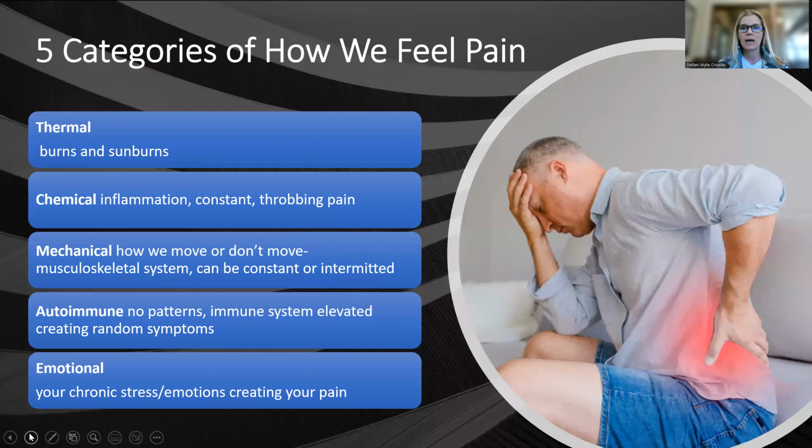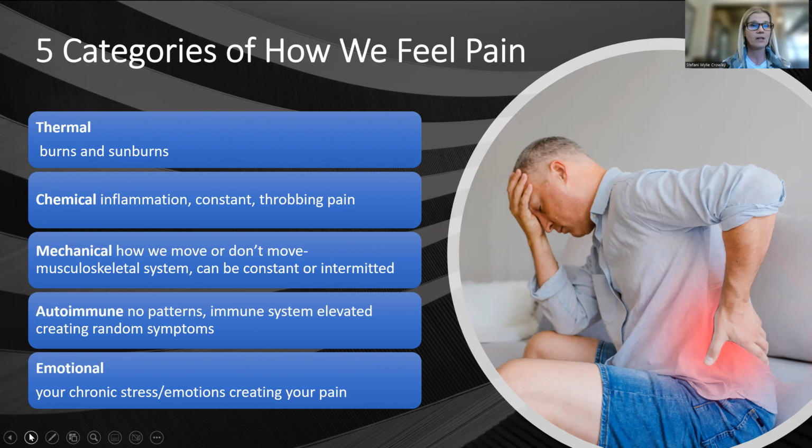So let's go into the categories again. The first one's thermal, burns and sunburns. We're going to take it off the plate. We pretty much know when we have a burn or a sunburn. But it is how we feel pain. Chemical pain. So chemical pain is inflammation that's happened in the area. It's constant throbbing pain. So I'm going to give you an example of something that is constant throbbing pain. Again, you have to get to why are the chemicals there? Otherwise, you're just treating a symptom.